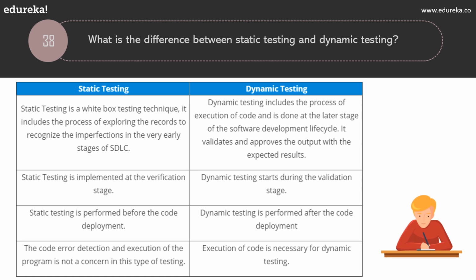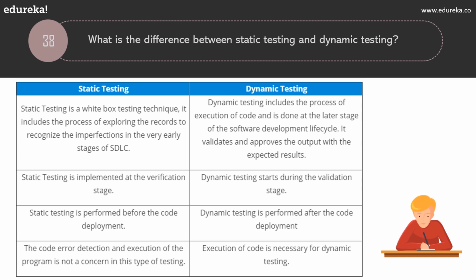Another important thing is that code error detection and execution of the program is not much of a concern when it comes to static testing, whereas execution of code is really necessary when you're performing dynamic testing. So these are some key differences between static testing and dynamic testing.